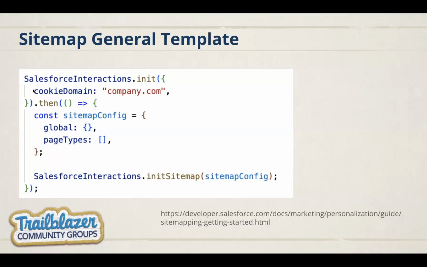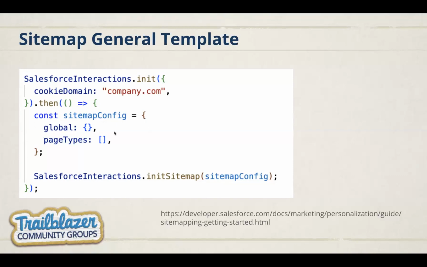There are a couple more properties that you can use in this init method, but the one thing that's always used is the cookie domain. This is generally just the domain of the site that you're implementing the sitemap on, so company.com, or if it's Amazon, amazon.com. But they do provide you with an alternative if you have that specific use case of having different cookie domains, for example. And then the important part is this configuration object.